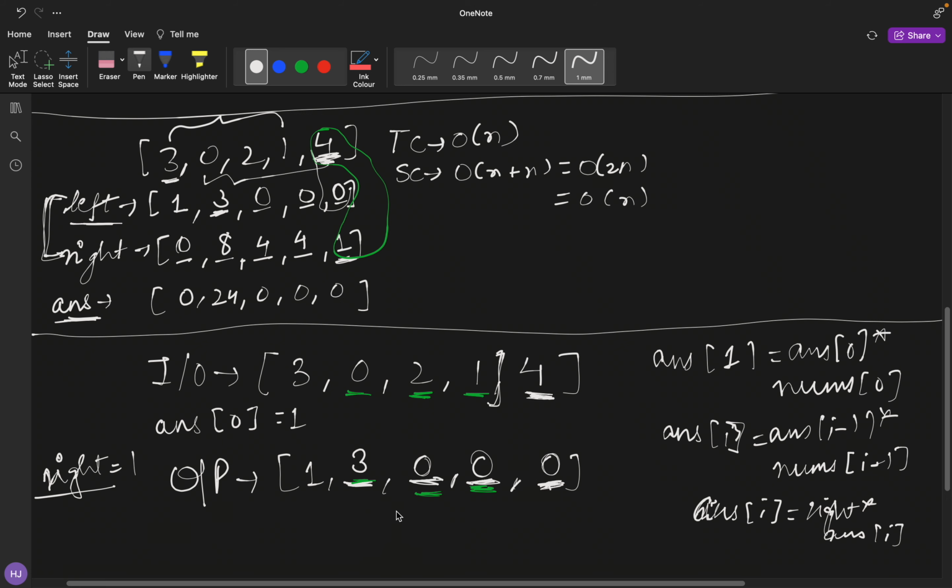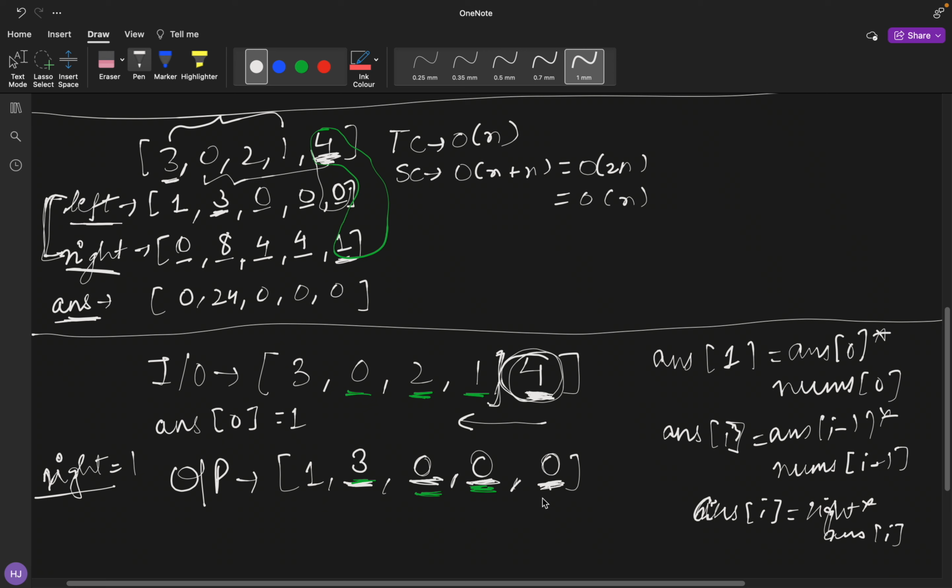Why so? Because whenever I'm moving, in my right portion I'm storing the product of all the elements that are coming along my right. So basically I'm storing all the products from my n minus 1th position till 0th position only, right? So it's still n minus 1 till 0th position. So that's why I took a variable right rather than taking an array of right.